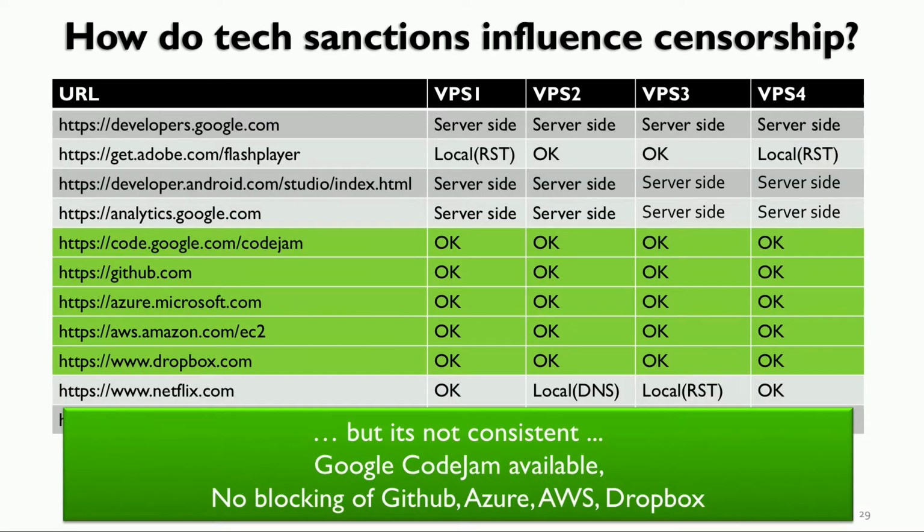One important thing this work also highlighted, though, is how difficult measuring internet censorship is. Things are not consistent. We also saw no blocking of GitHub, AWS, Azure, Dropbox. These were easily accessible. Google Code Jam, for some reason, was available, while other Google services weren't. We don't have a really good explanation for that.